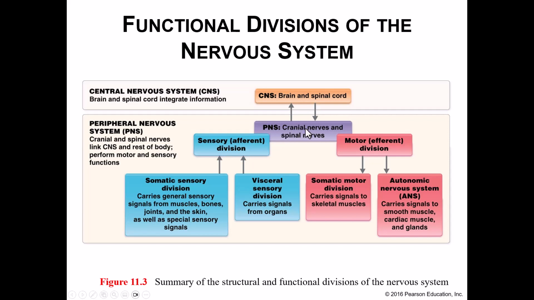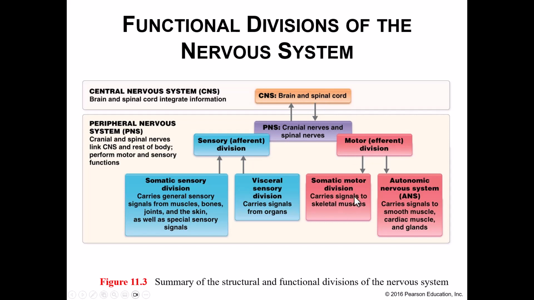PNS, cranial nerves, and spinal nerves carry it to our central nervous system. It is integrated in the brain and spinal cord. Sometimes a reflex does not go all the way up to the brain and is actually integrated in the spinal cord, and then comes back out our motor or efferent division.